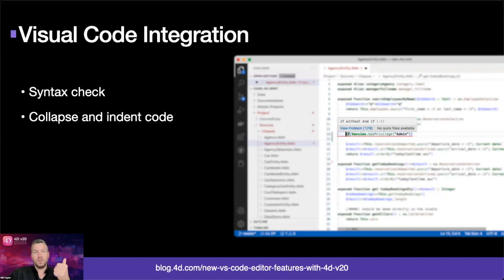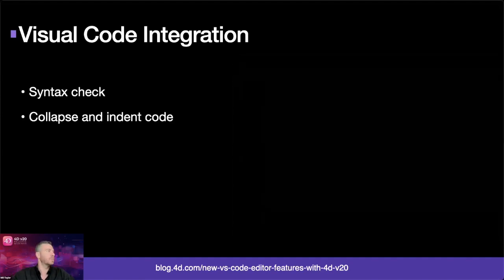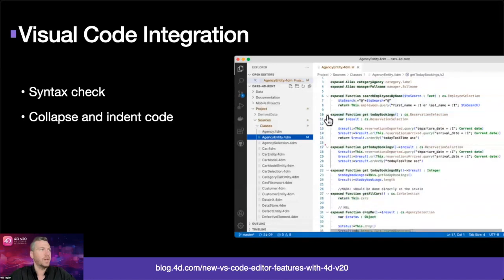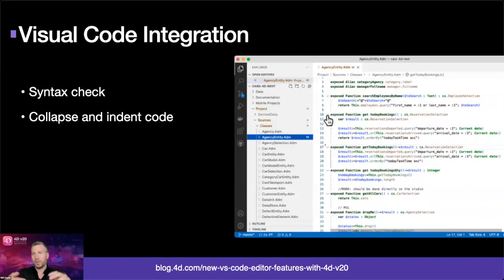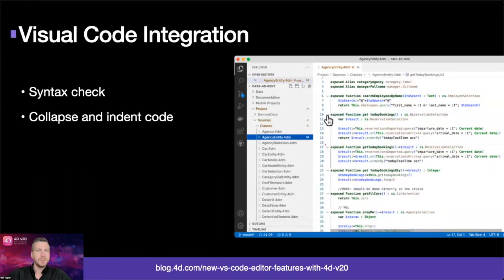These new features include document syntax checking, code collapsing, and code indentation for you to be able to have a better look at your application when you open it in VS Code. And we'll continue to add features to this with every feature release, so that you have a more seamless usage, if you need to use Visual Studio Code.